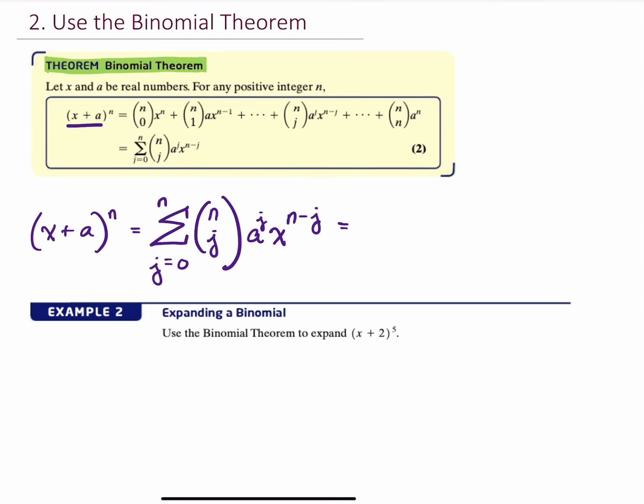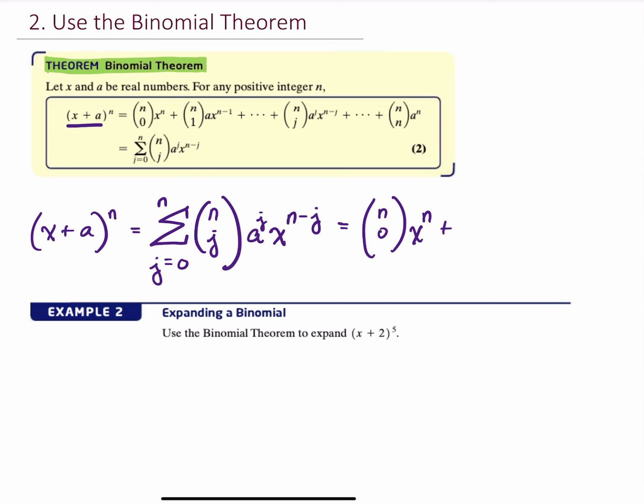So if we expand this out, the first one would be, j is like our counter that will start at 0 and go up to n. So n choose 0 times a to the 0 power, so that will just be equal to 1. And we'll get x to the power n minus 0. So x to the n, that's our first term here.